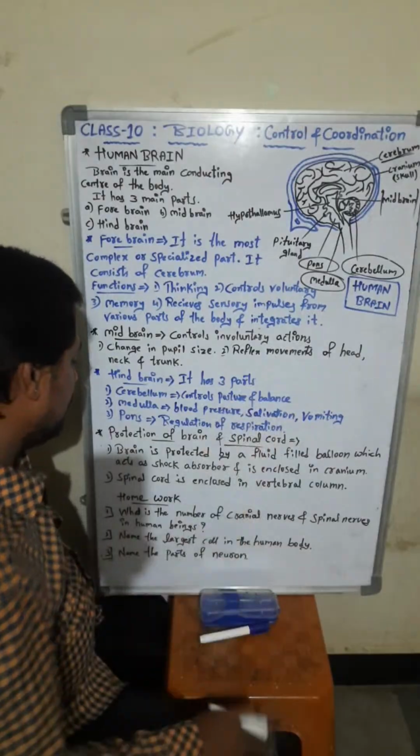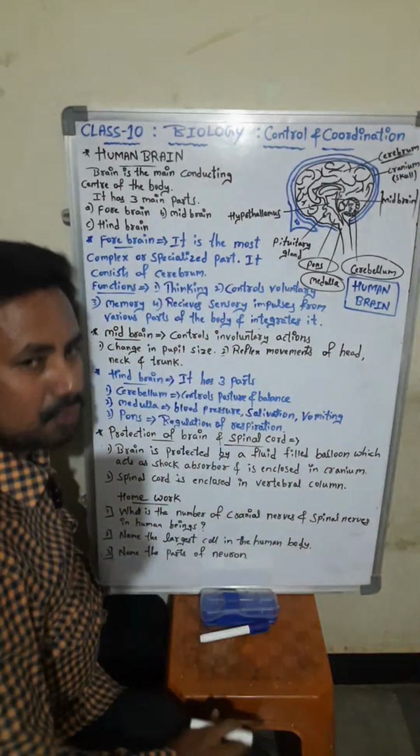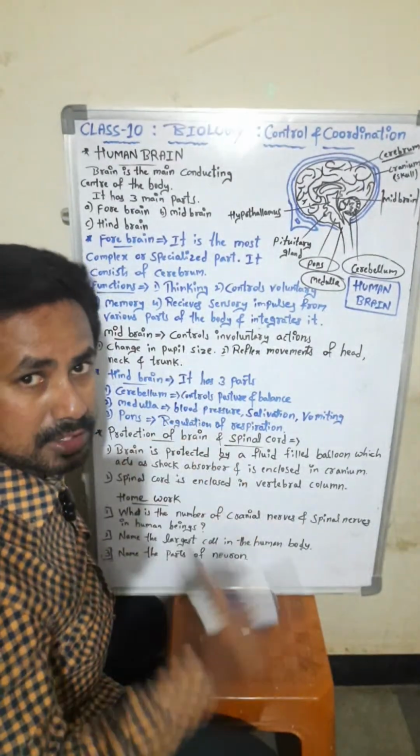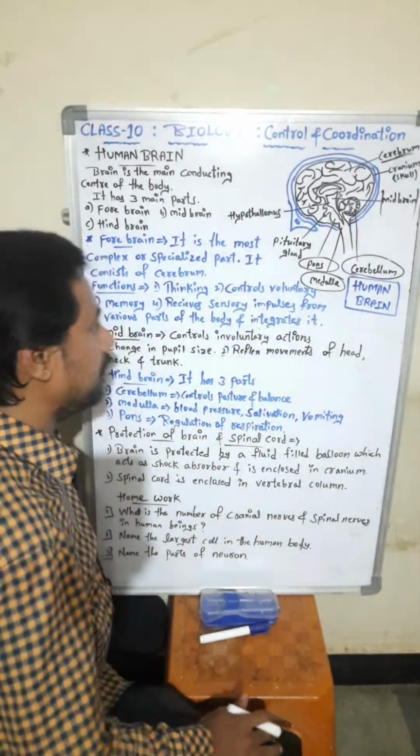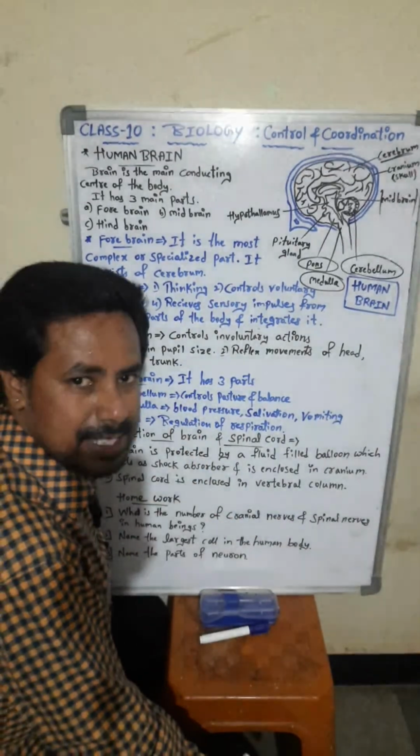So this is about hindbrain. Forebrain, midbrain, hindbrain. Forebrain controls voluntary actions. Midbrain and hindbrain control involuntary actions which are not under our control. Is it clear? Now, protection of brain and spinal cord.